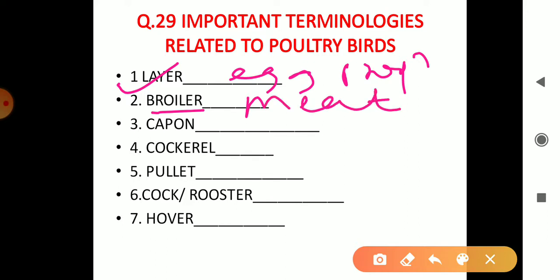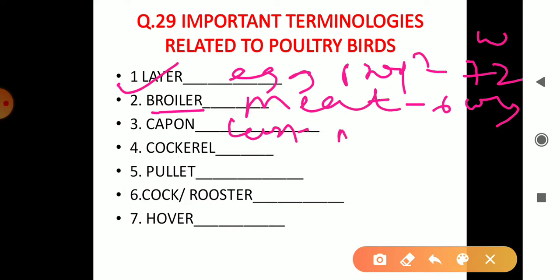Broilers are the birds raised for the purpose of meat. Here one question comes: the commercial layers are raised for 72 weeks, after which they are disposed to the market, while the broilers are kept for only 6 weeks. What do you mean by capon? A capon is a castrated male bird.